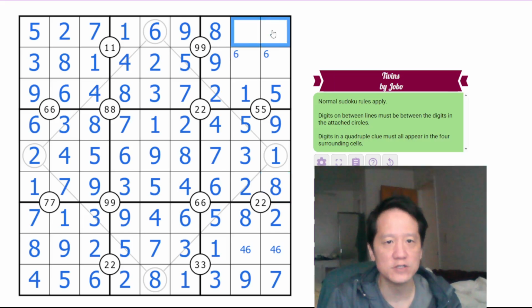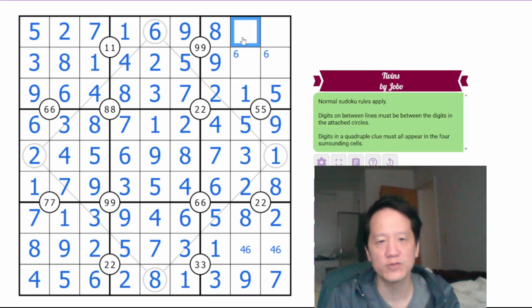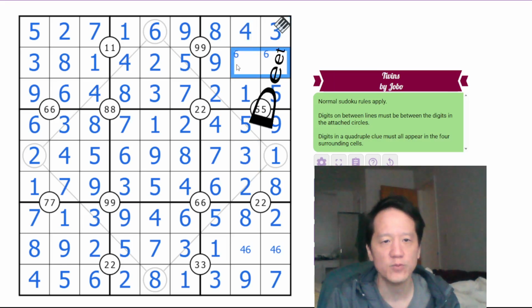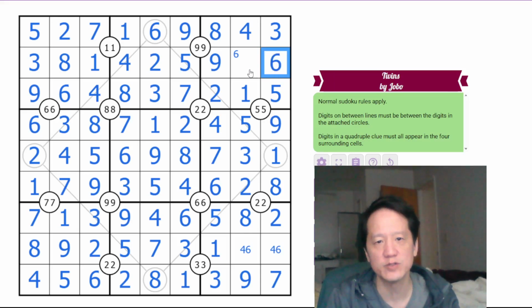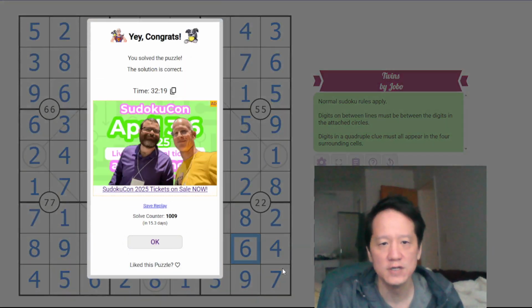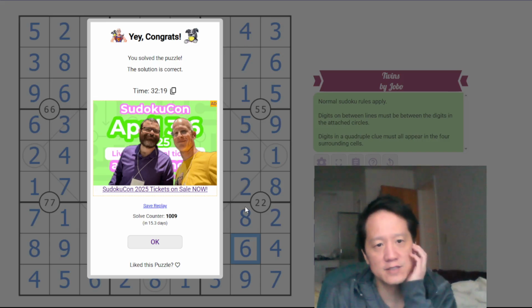The last 2 digits here are 3 and 4. This can't be 3 because of that 3, so this is 4, 3. We have 6 and 7. We celebrate the 3 in the corner because we know we're close to done. This can't be 7, so this must be 6, which makes that 7. This can't be 6 because of that 6, so that's a 4, and that must be a 6. And that's the solve.